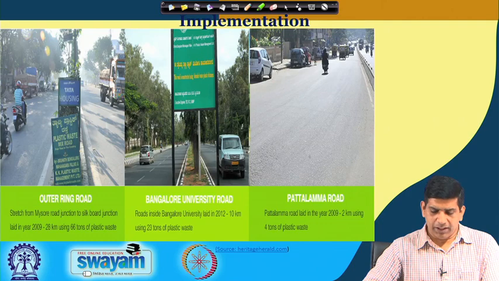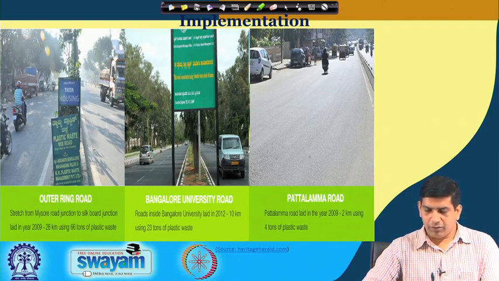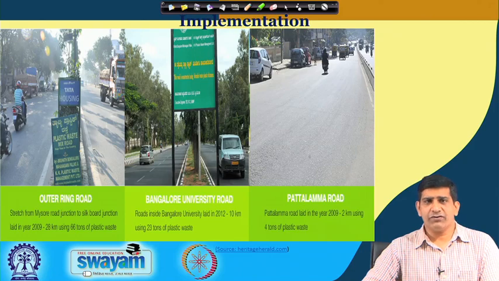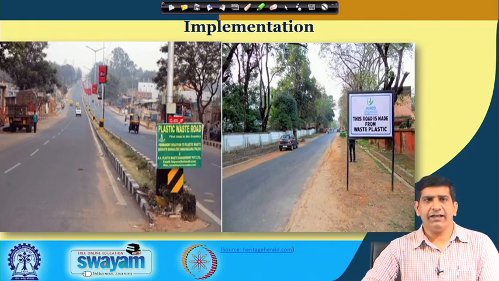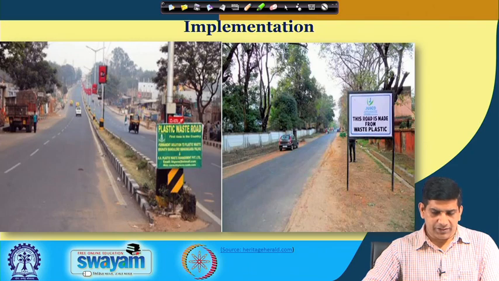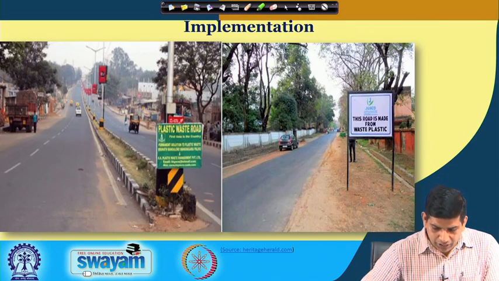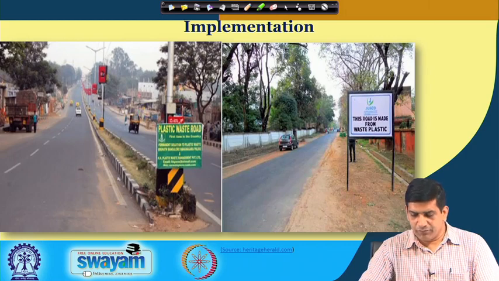Here are some examples of the outer ring road from Mysore Road Junction, Bangalore University Road, Pattanagere Road. As you can see, most of the roads look much like an improved version of the traditional road. Plastic roads seem to do better, and it has been reported to do better. There are reports already out there, it's not just a claim; after using it for a few years, people are finding it to be better than the traditional road. Here are some examples: this is a plastic waste road, and on the right hand side, again a plastic waste road. This picture is from JUSCO, which is in Jamshedpur.